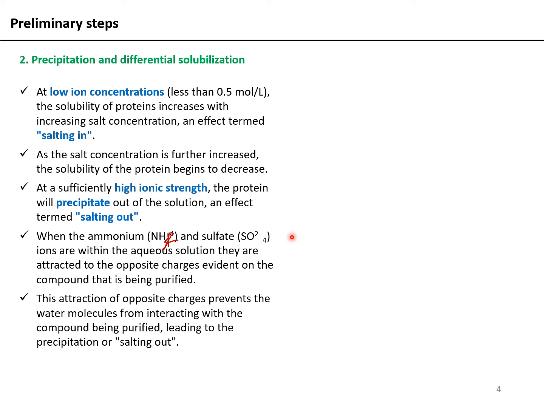Now, when you're adding increasing amounts of these two ions, ammonium and sulfate, these ions will go and interact with the charged residues on the surface of the protein. Because the strength of interaction between these oppositely charged residues will exceed the strength of interaction between the water molecules and protein, they will displace the water molecules and take up their place. This will remove the hydration shell from the surface of the protein that was otherwise stabilizing the protein in solution, ensuring the solubility of the protein. And this would lead to its salting out.